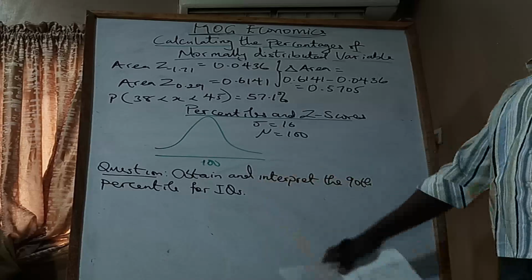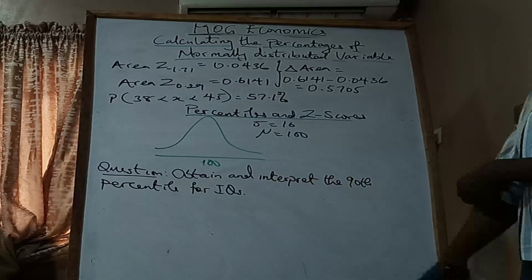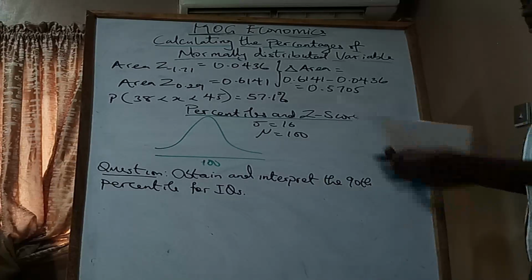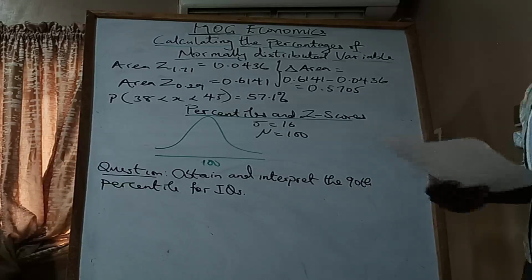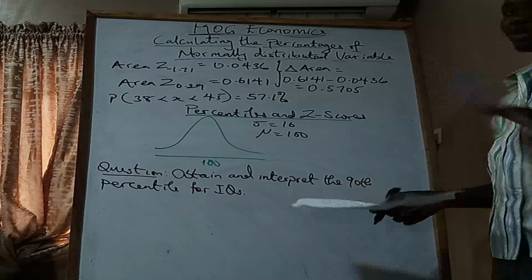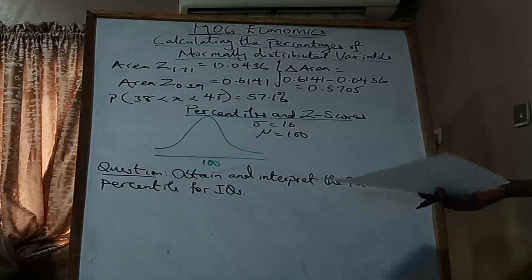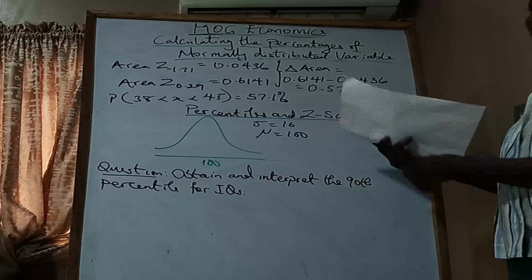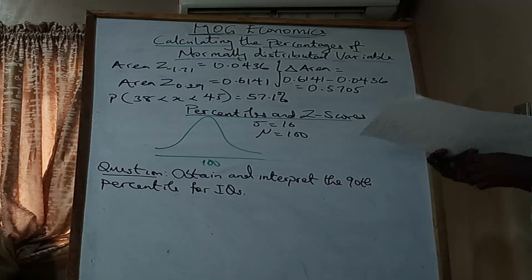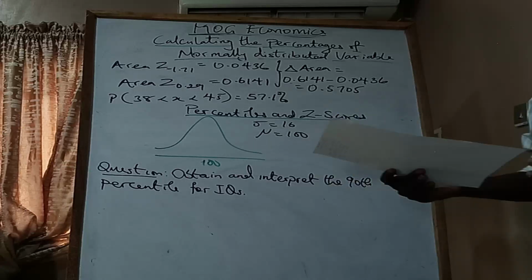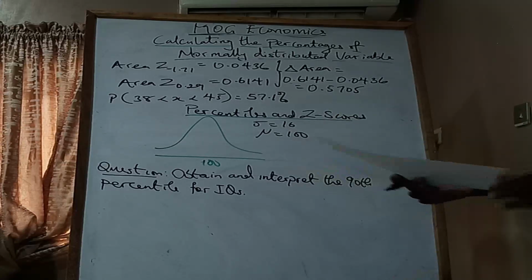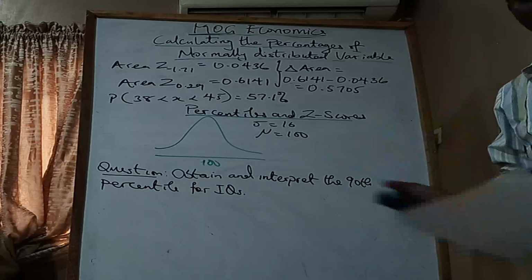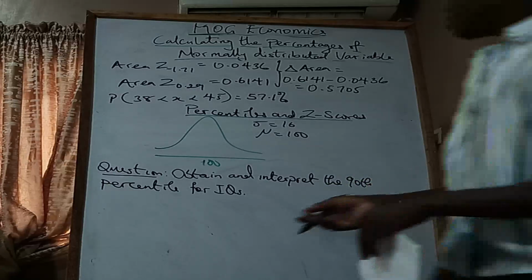Now, recall the IQ question, the intelligence question, where the mean intelligence was 100, and we had a standard deviation of 16. There's a third part of that question which says obtain and interpret the 90th percentile for IQs. What that basically means is that you are working with the area of 90%. Like, what is the IQ that 90% of the population is going to have?